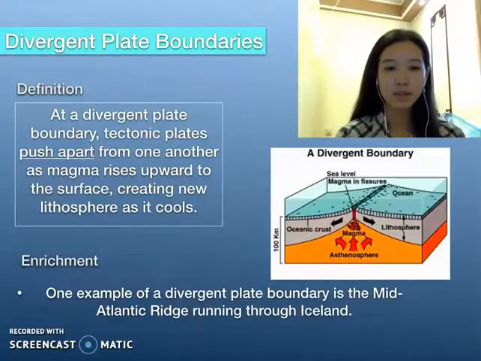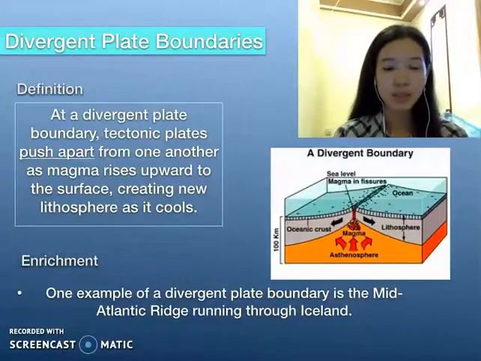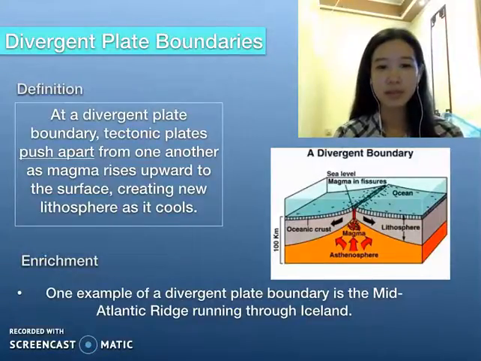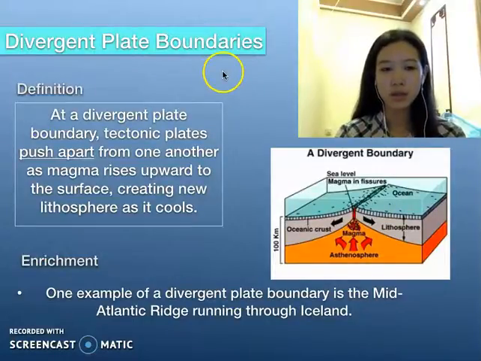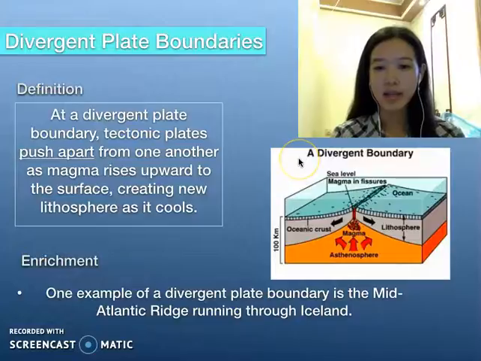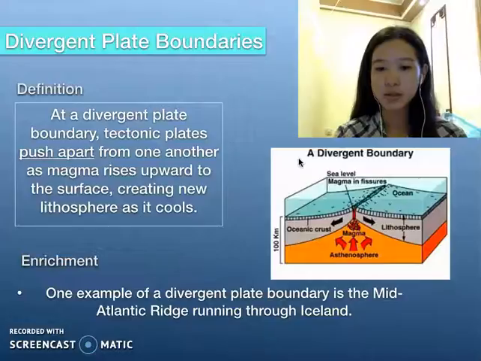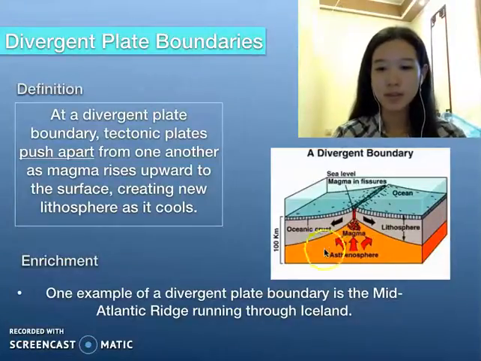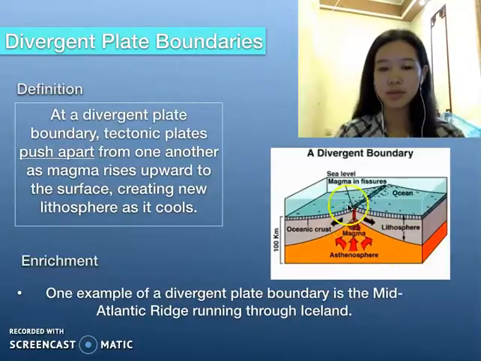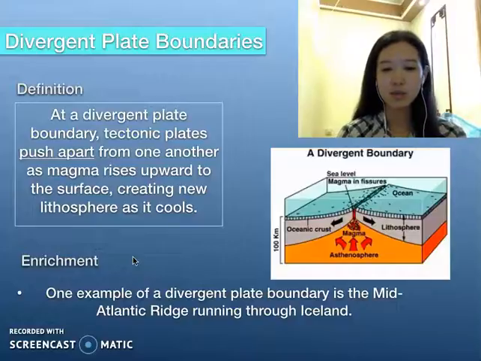It is when tectonic plates push apart from one another as magma rises upward to the surface, creating new lithosphere as it cools. So the diagram here shows a divergent boundary, and you can see that two plates are moving apart from each other, and they're moving in opposite directions, and here is the magma that rises up onto the surface. One example of a divergent plate boundary is the Mid-Atlantic Ridge running through Iceland.